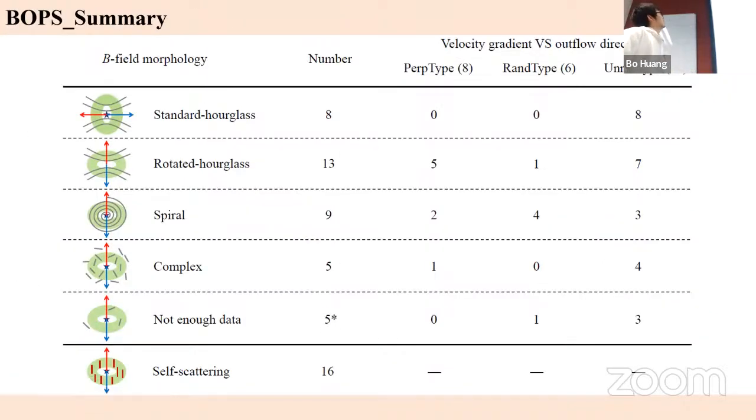So let's see the summary again. In the unresolved type, all the standard hourglass sources are included. And for the PerpType and RandType, we have a source in PerpType and 6 sources in RandType. These 14 sources almost all have a rotated hourglass or spiral hourglass.